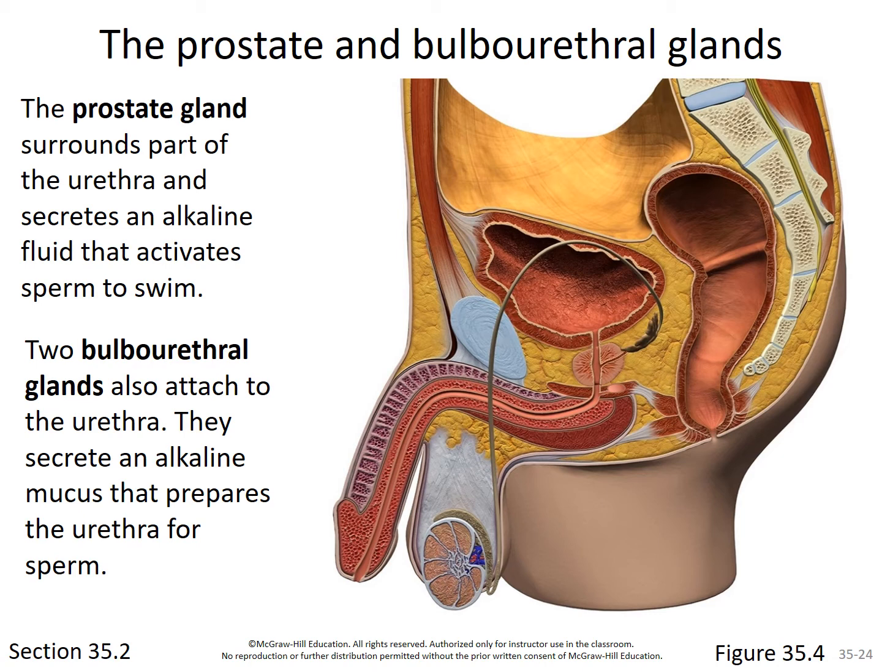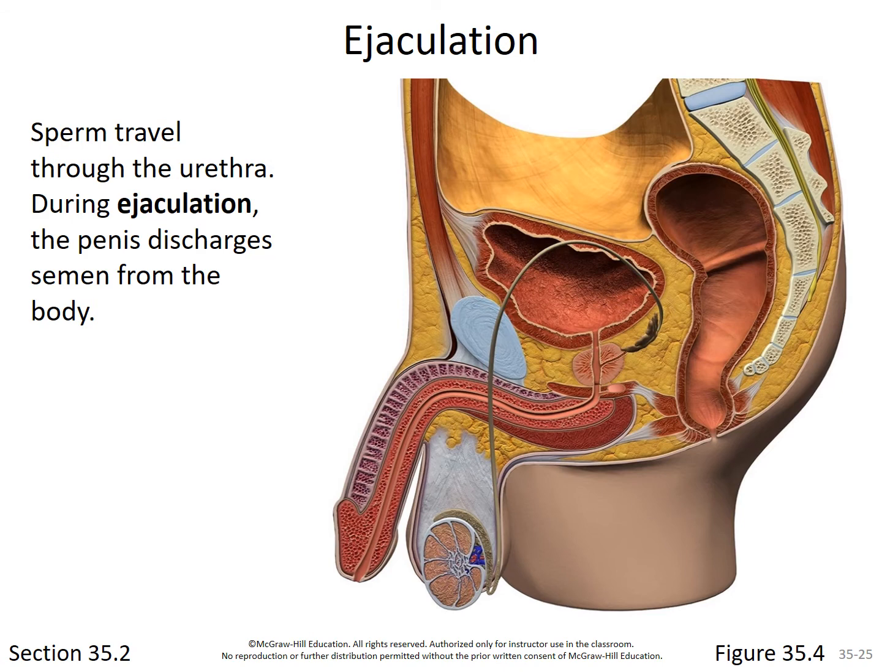Now, in men, the urethra carries both semen and urine. Sometimes the urine can be acidic, and that could damage the sperm on the way out, which is not something that you want to have happening. And so the bulbourethral glands will secrete an alkaline mucus that will help neutralize any acidity in the urethra, and it will also help neutralize the acidity of the female vagina. So here you see all of these products coming together. Now, sperm will travel through the urethra, and during ejaculation, the penis will discharge semen from the body through the urethra.